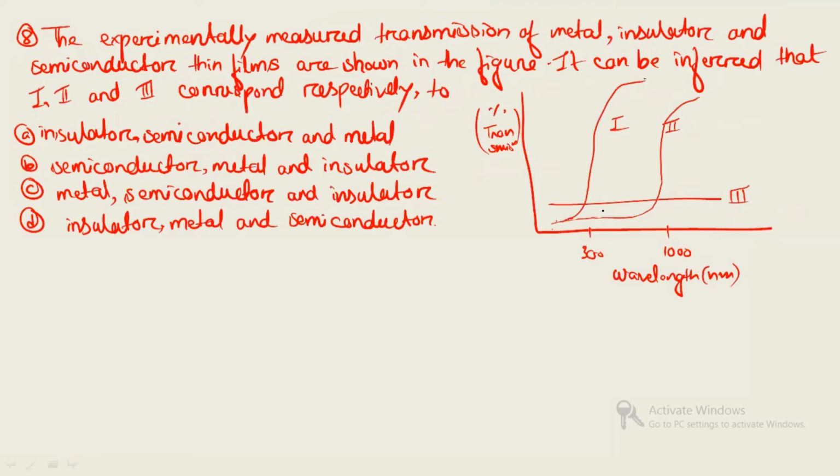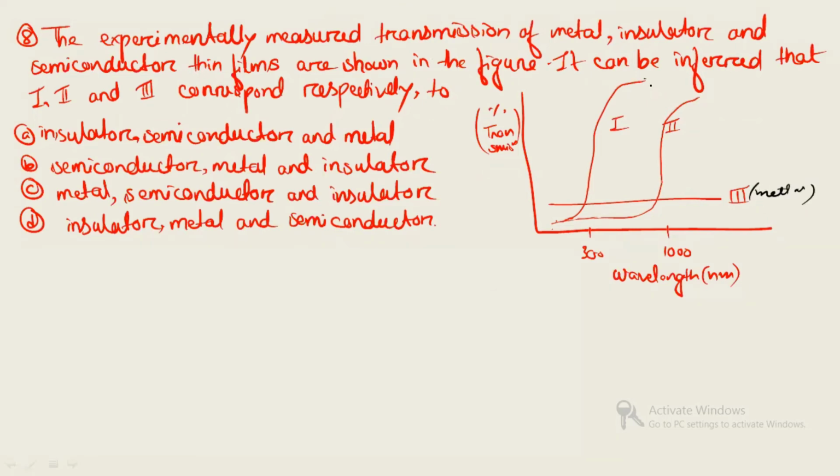When we are discussing transmission, in the case of metal, it is not depending upon the wavelength. You will have to remember the transmission of metal. So therefore, what will happen? There will be no transmission from metal. So if you see this straight line, it represents the metal. This is for metal.